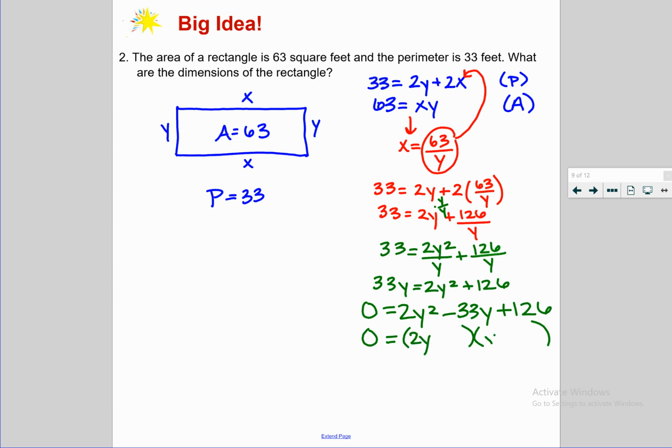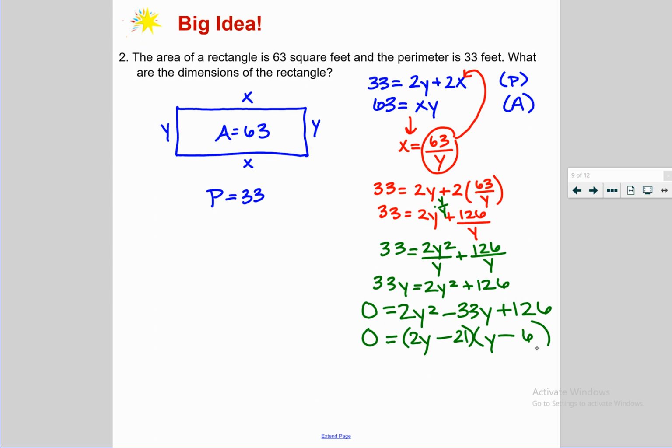You know your first terms have to be a 2y and a y. That's the only way we're going to get a 2y squared. You also know if my last term is positive and my middle term is negative, these both have to be negative. That's the only way for that to happen. Okay, so do you know what it is? 21 and 6. So if I put 21 here and 6 there, that should work. 21 and 6 give us that 126. My outside terms are a negative 12y. My inside terms are a negative 21y. Negative 12y and negative 21y give negative 33y in the middle.